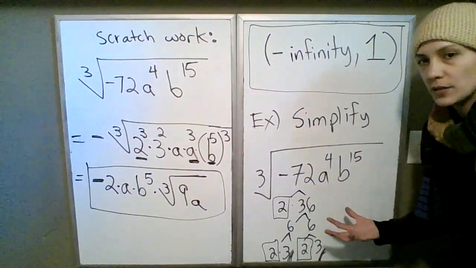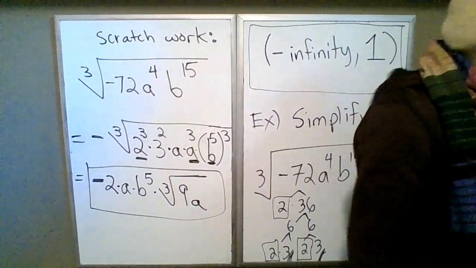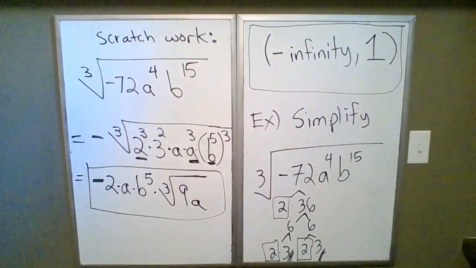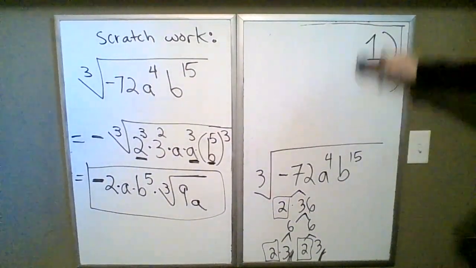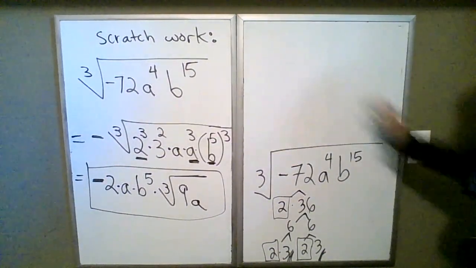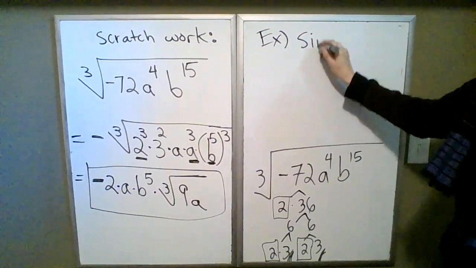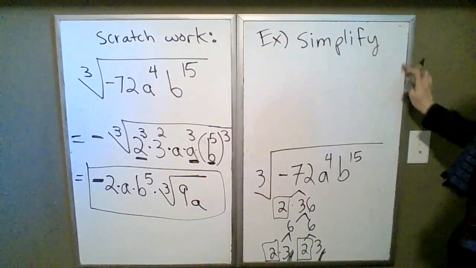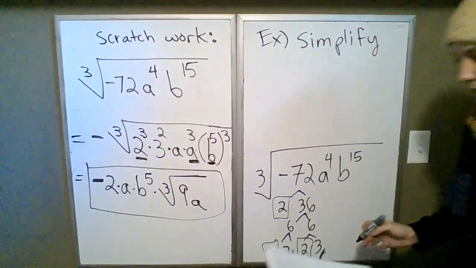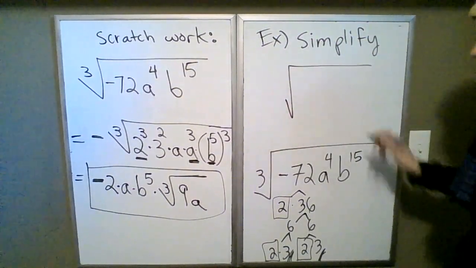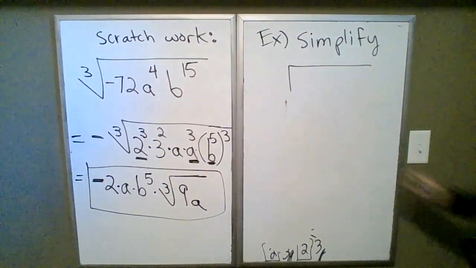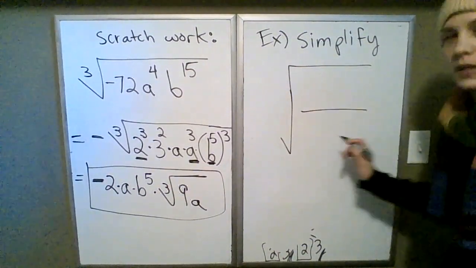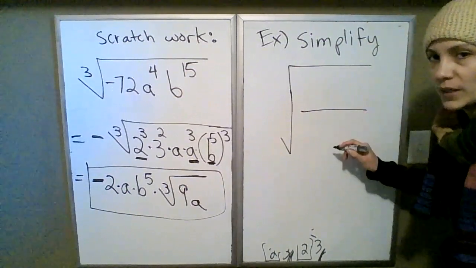Okay, so we're going to take another radical and simplify. So this time it's a square root. The square root of x to the 8th times y to the 12th over 4.